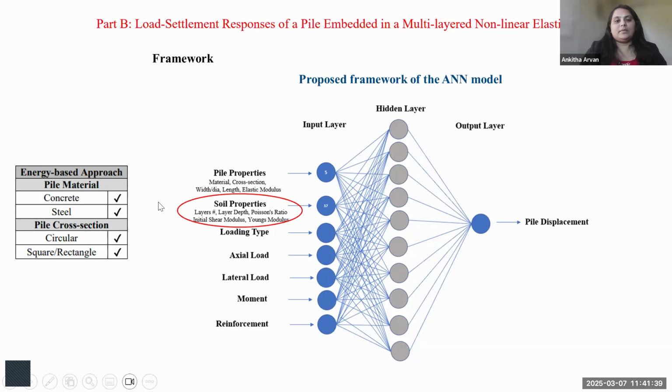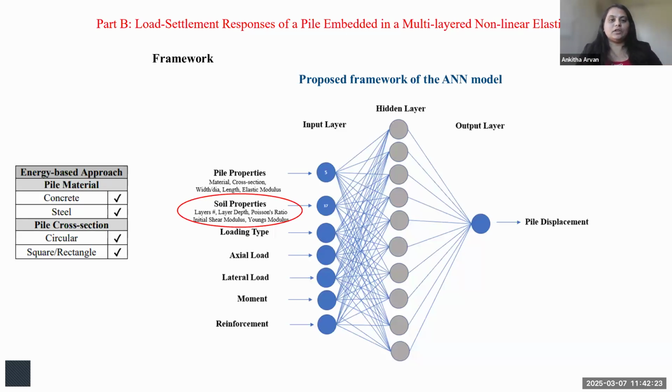So based on this, I came up with the properties that could affect the load settlement responses. For pile properties, I chose material, cross-section, width or diameter, length, and elastic modulus. Soil properties were the target here because they highly influenced the displacement responses. So the layer numbers, layer depth, Poisson's ratio, shear modulus, and Young's modulus were taken into consideration. Then the loading type, axial load, lateral load, movement, and reinforcement were also considered to track the pile displacement responses. So basically, in the first part, it was pile embedment length to track the pile displacement responses, with other input parameters that could have an effect on it.